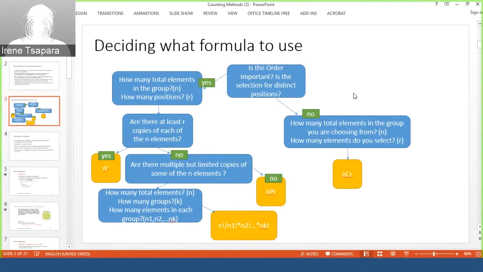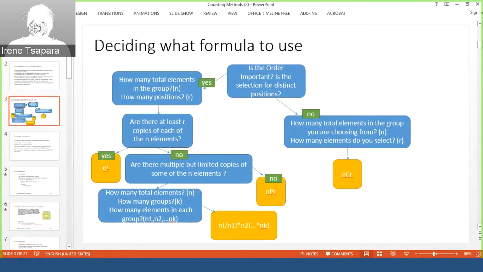So when the order is important, okay, we decide how many elements we work with and how many positions we work with. Then another question that we ask ourselves is, are there at least r copies of each of the n elements? What does this mean? It means, do I have enough elements to cover all the positions? So, for example, if I say I have 5 chairs, but I have 2 students to arrange, then I don't have enough elements to put in all the chairs.